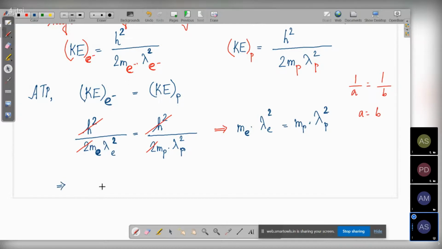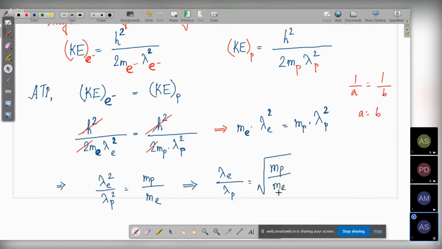Now let's make lambda the subject of the equation. Lambda e square by lambda p square for proton is equal to the mass of proton divided by the mass of electron. You can write the lambda of electron divided by the lambda of proton is equal to root over of mass of proton divided by the mass of electron.